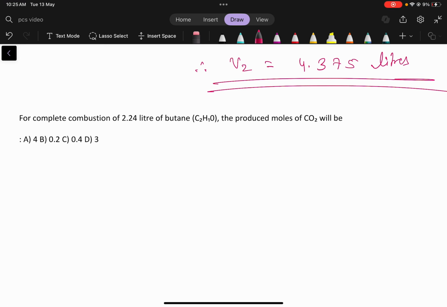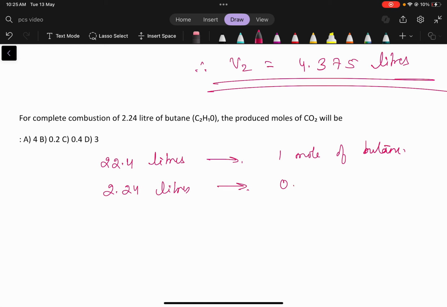So, let's look at the third question. For complete combustion of 2.24 liters of butane, the produced moles of carbon dioxide will be? We know that 22.4 liters will contain 1 mole of butane. So 2.24 liters will contain 0.1 mole of butane.